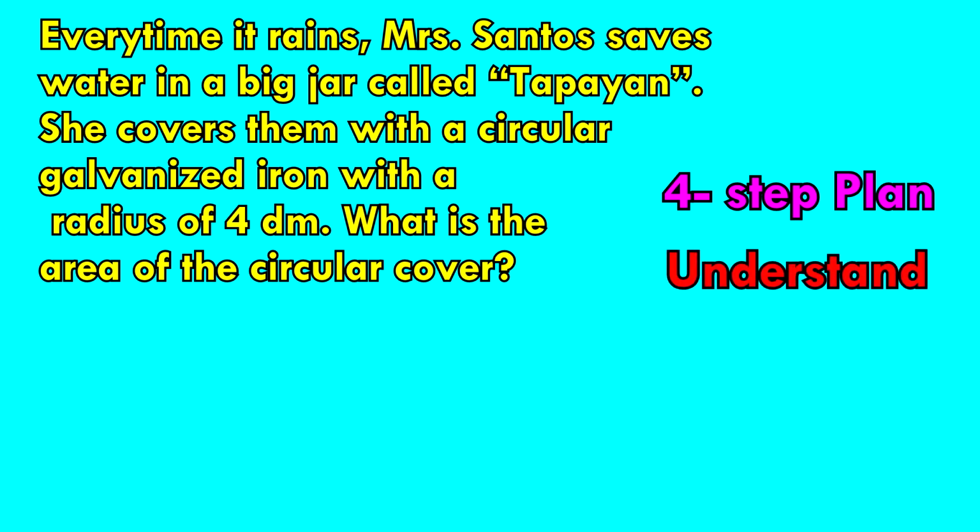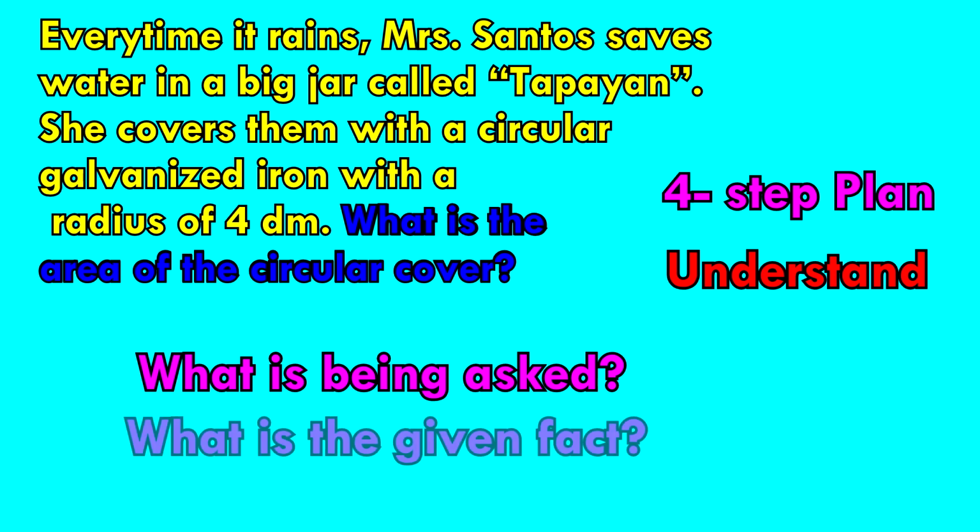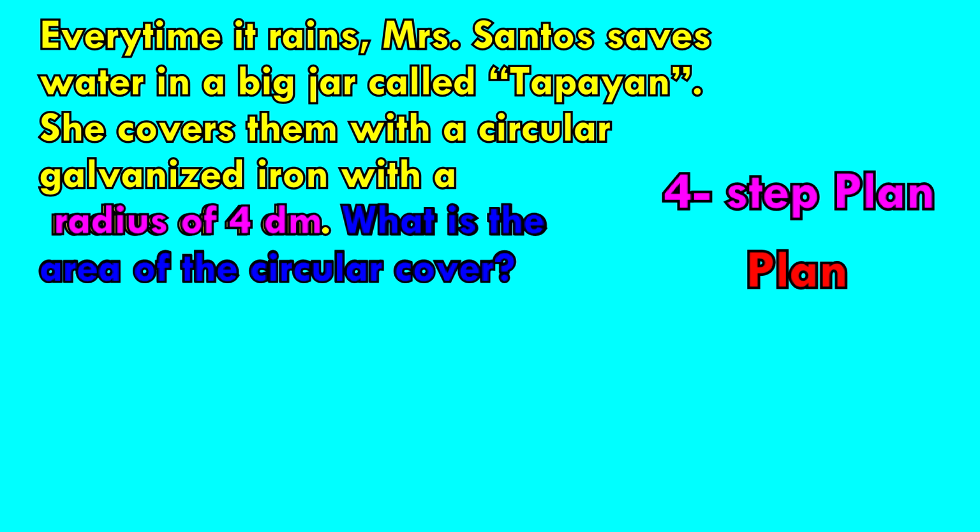In order for us to understand the problem, first thing, we must look what is being asked in the problem. So for this example, the question is, what is the area of the circular cover? Next, we must look what is the given fact. For this problem, the given fact is the radius of the circular cover, which is 4 decimeter. The second step, it would be plan.